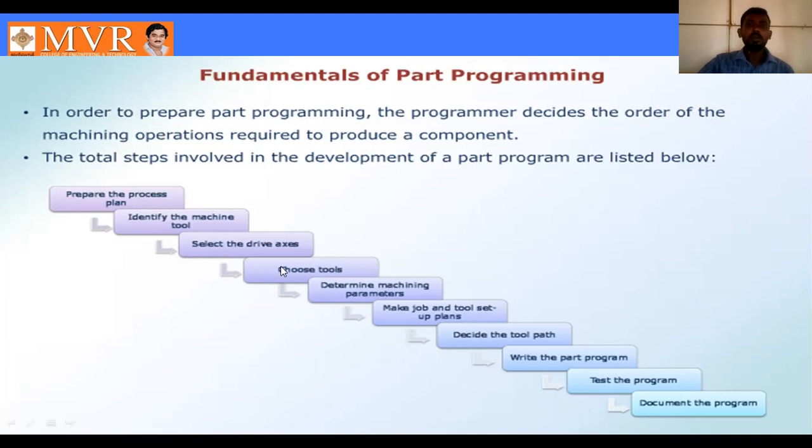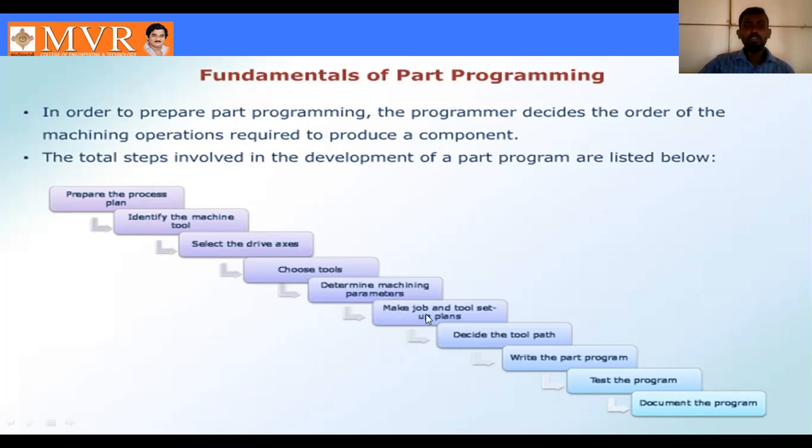These are the steps to develop path programming. The first is to prepare the process plan. Second is to identify the machine tools. Third is to select the drive axis. Fourth is to choose tools. Next is to determine the machining parameters.